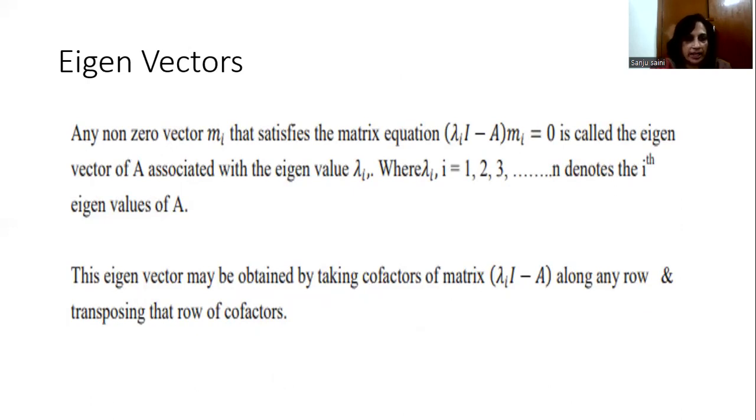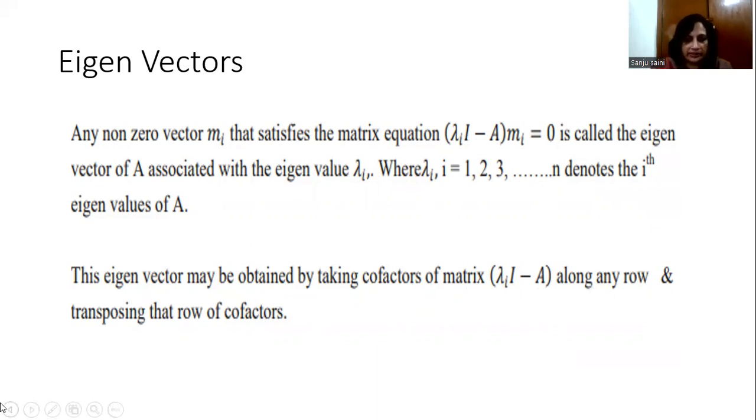Any non-zero vector Mi that satisfies the matrix equation (lambda i I minus A) Mi equal to 0 is called the eigenvector associated with the eigenvalue lambda i. So for each eigenvalue, there is an eigenvector associated that is determined from this relationship. The eigenvector may also be obtained by taking cofactors of the matrix lambda I minus A along any row and transposing that row of cofactors.